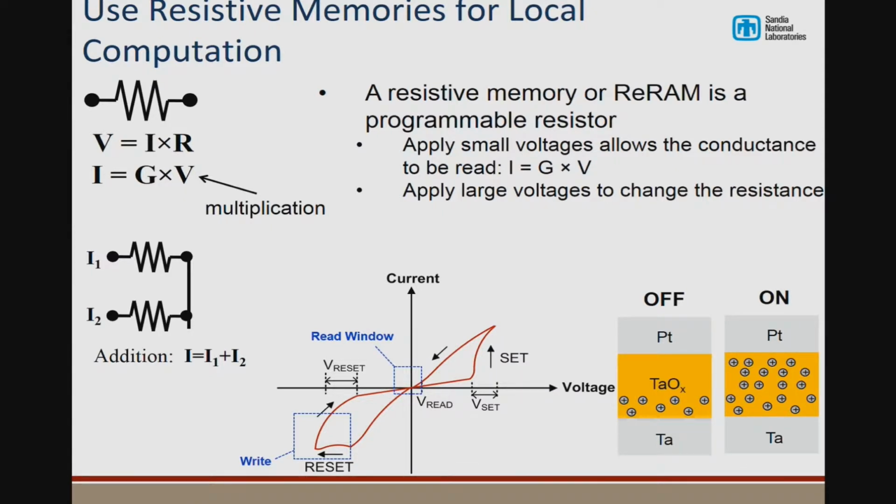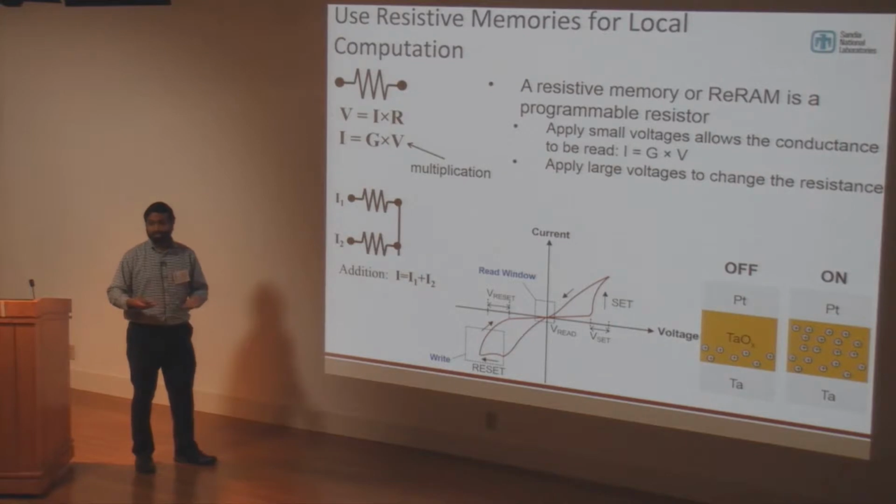And so what's a ReRAM? That's just a programmable resistor. The way it works essentially is if you apply a large voltage, you cause some ions to move, and your resistance changes. If you apply a small voltage, you can read it out and read the conductance.